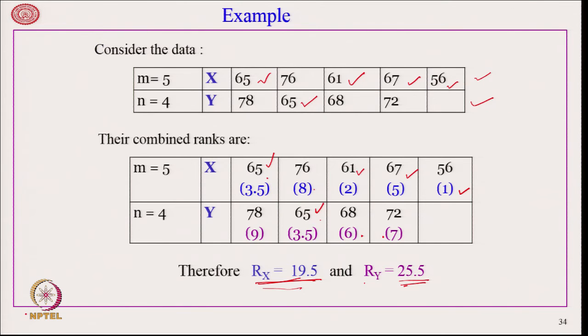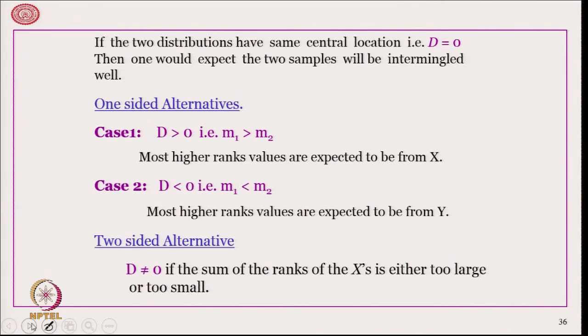If we look at the previous one, this sum is equal to 45, and because there are 9 elements, the rank sum is going to be 1 plus 2 plus up to 9, which is equal to 9 into 10 by 2, which is equal to 45. Therefore, the sum of R x and R y is constant for a given sample size. If the two distributions have the same central location, that is d is equal to 0, then one would expect that the two samples will be intermingled well.